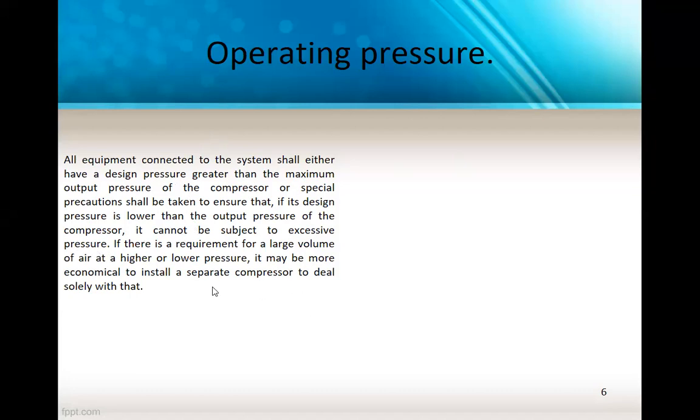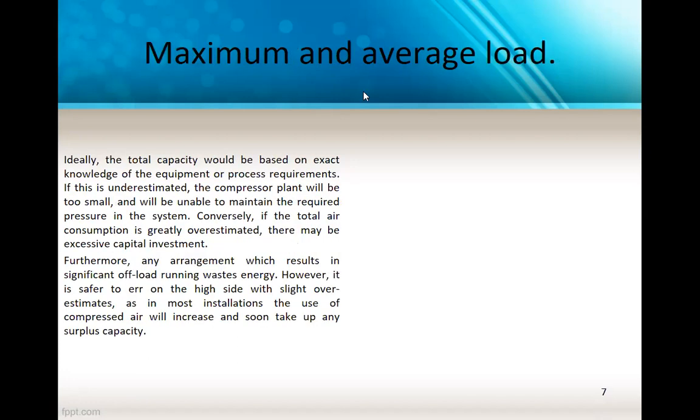Okay? So, higher or lower, sabi dito, mag-separate ka ng compressor para yung compressor mo, siya lang set nun. Kung mababa sa compressor mo, meron kang isang separate na pressure para lang sa mababang pressure. So, maximum and average load. So, sa usage, minsan malaki ang ginagamit natin, minsan mababa, so meron tayong average na tinatawag.